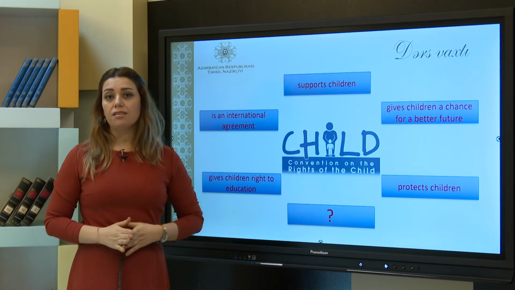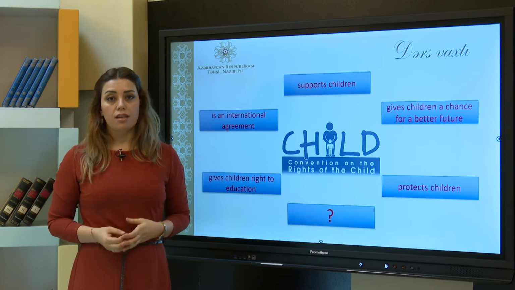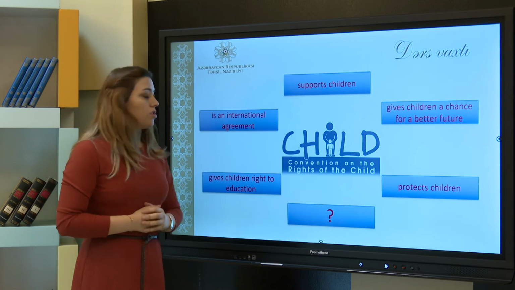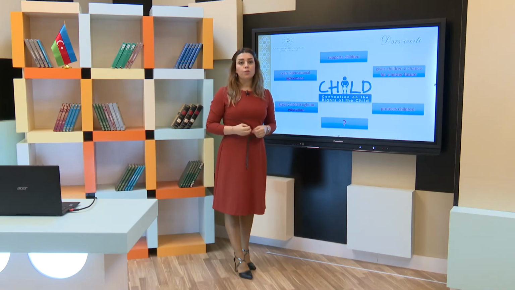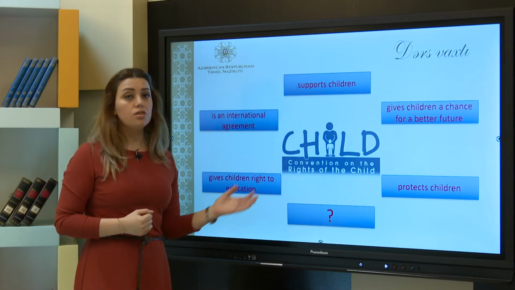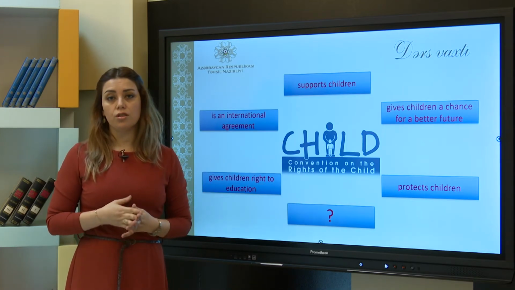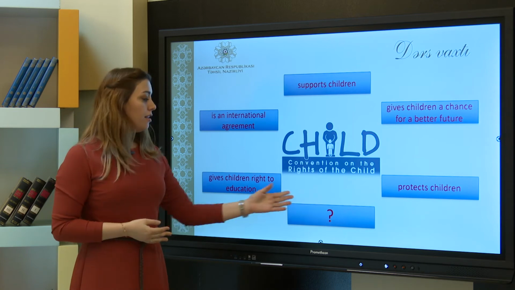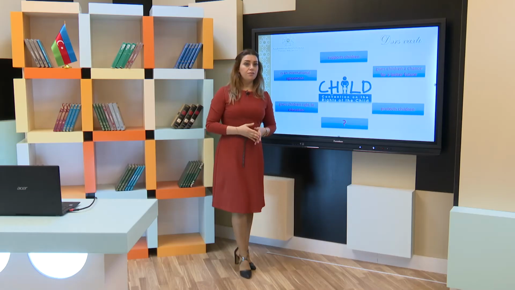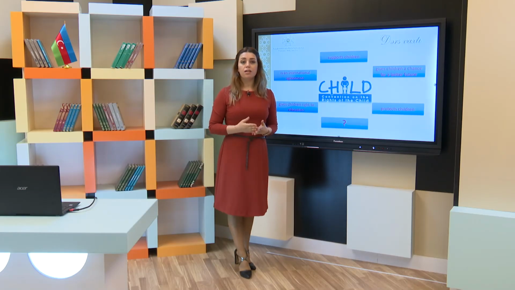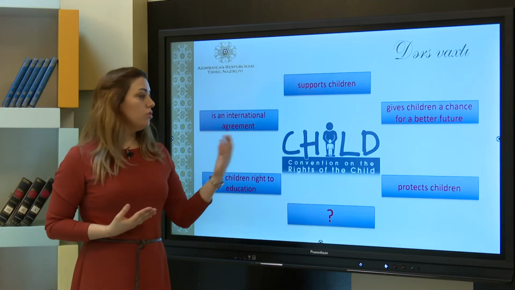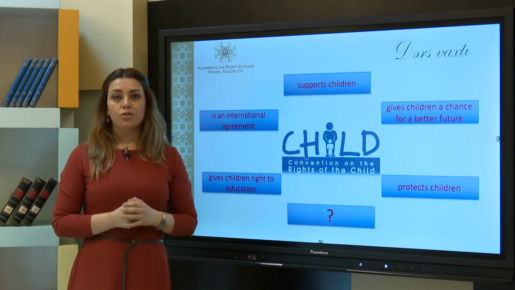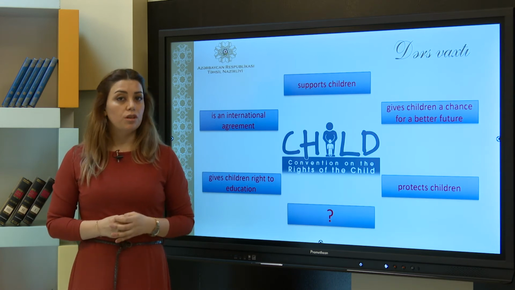Protecting children means making sure that children are safe. Then it gives children the right to education. Every child has the right to get a better education, and this convention is trying to provide education for all children. Finally, there is a question mark, and by this I want you to investigate and find out more about the benefits of the Convention on the Rights of Children. You can search on the internet and learn more about it.